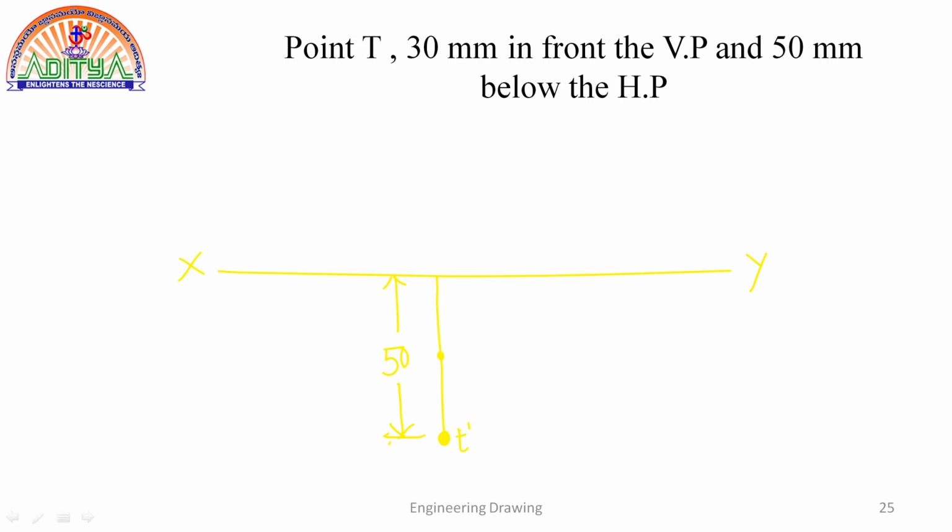So as it is the top view, it is represented with small t, which is at a distance of 30 mm. So here t dash is the front view and t is the top view. So this is the final solution for our given question, where point T is in front of VP and below HP. This is the final solution.